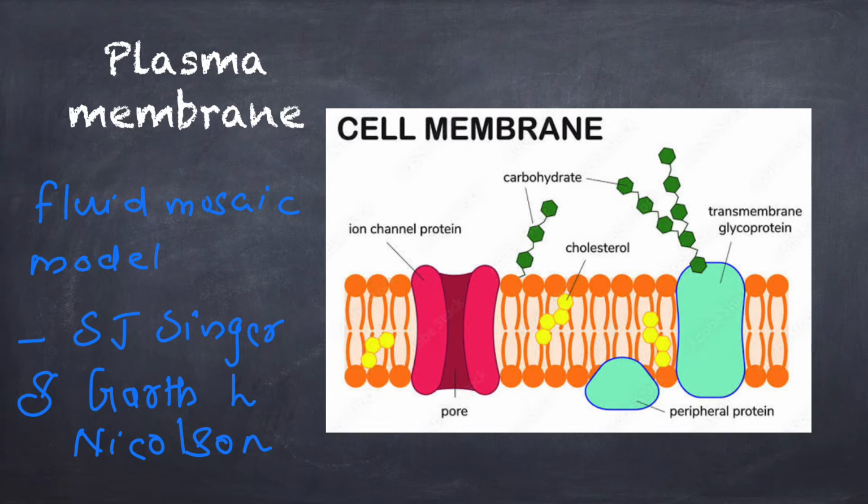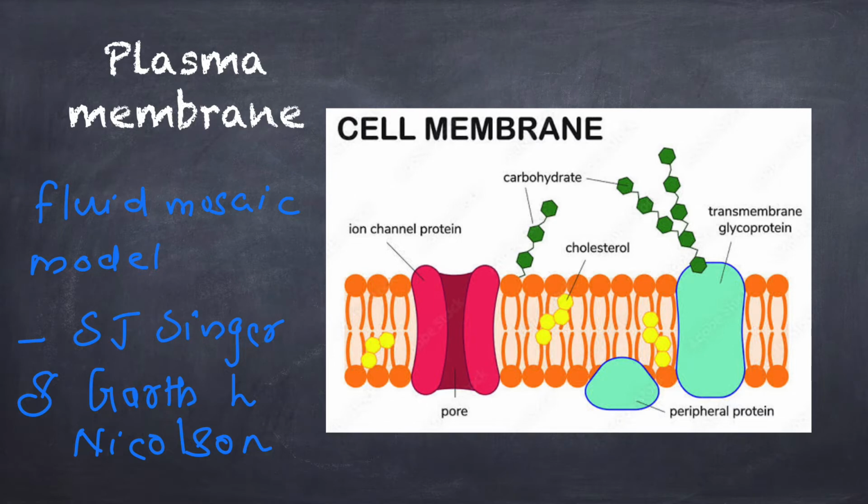This is the structure of plasma membrane. Plasma membrane is otherwise known as cell membrane or cytoplasmic membrane. It is a selectively permeable membrane. That means it allows entry of selective materials in and out of cells according to the requirement. And this membrane structure is referred to as the fluid mosaic model, which was proposed by S.J. Singer and Garth L. Nicolson.